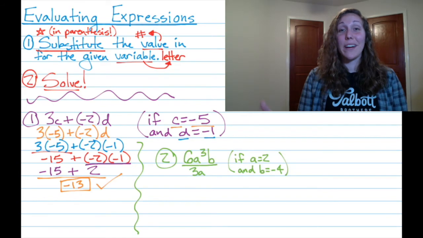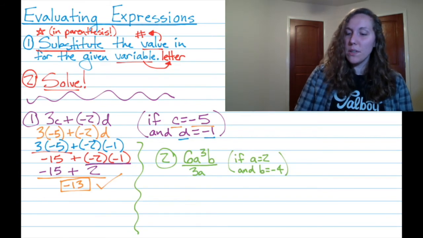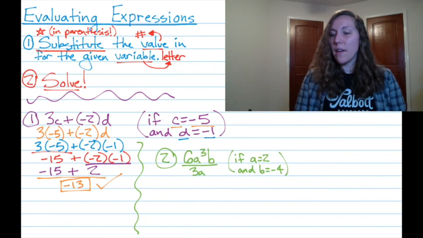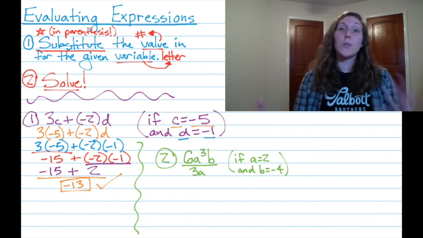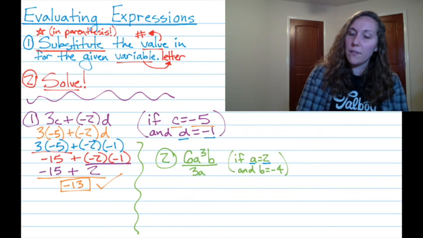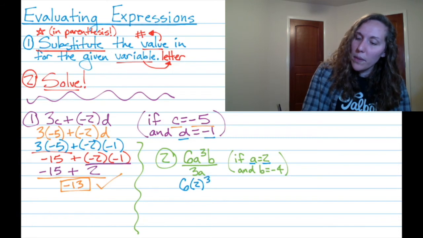Great job. All right, guys, I've got one more example here for you. Let's look at number 2. 6a to the third power b divided by 3a, if a equals +2 and b equals -4. So here again, we're just doing the same thing. First, I'm just going to substitute +2 in for a. So I've got 6, and when I do that, again, 2 always goes in parentheses.